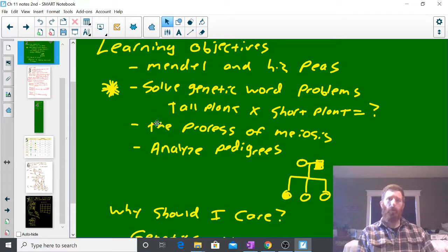A little bit about Mendel, a little bit about meiosis, a little bit about pedigrees, which we're going to learn about today. But the main thing is this: like I said, it's open note, open book. There will be a time limit, however, which brings me to another point.